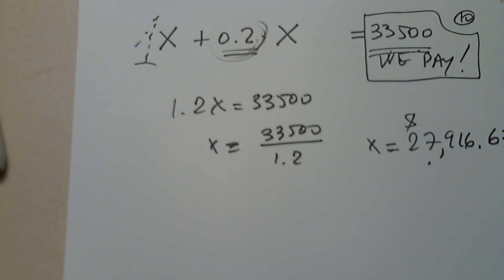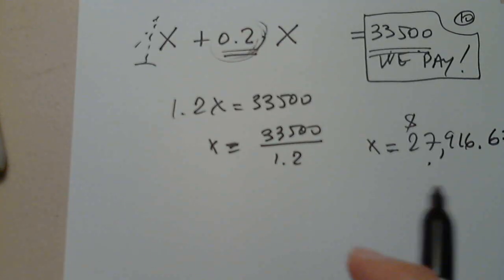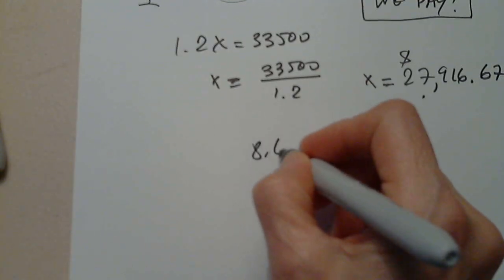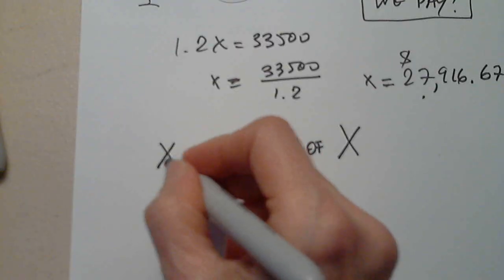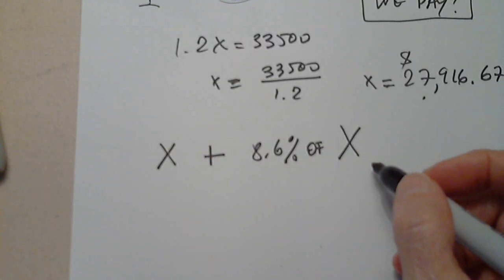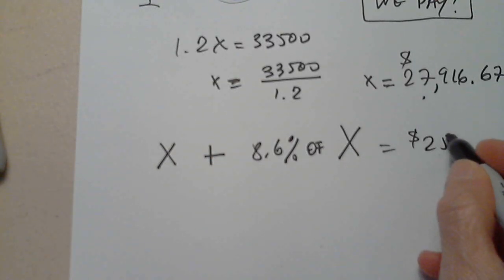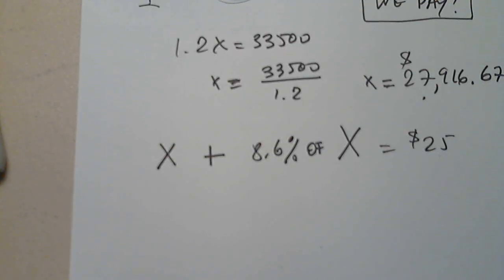Then her bill included the food purchase as well as 8.6% sales tax. So 8.6% of X plus X, and she ended up paying $25. This is what we understand from the very first sentence. And yes, I will read it again now.